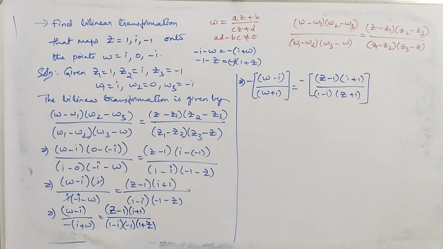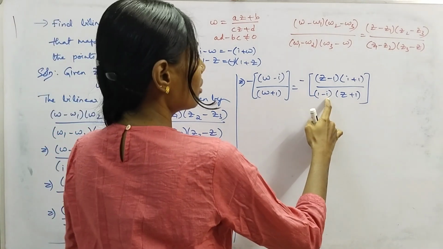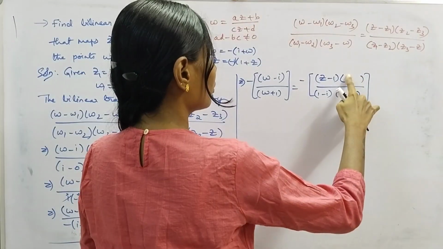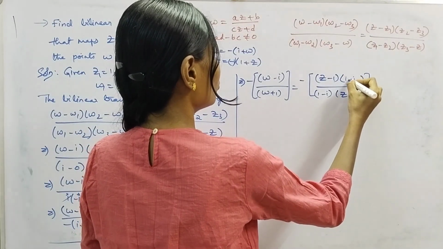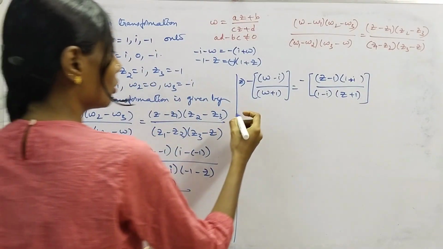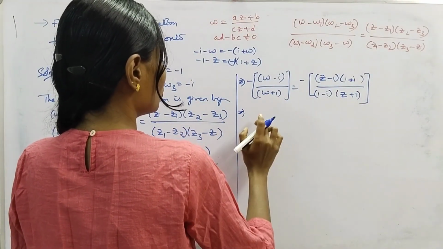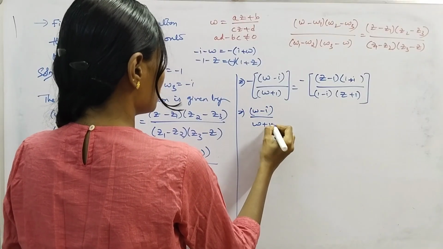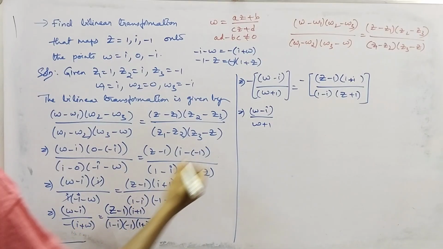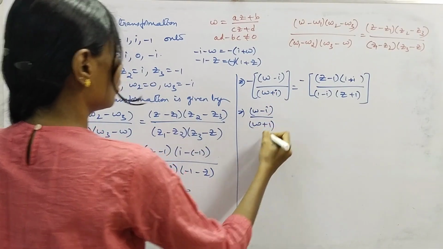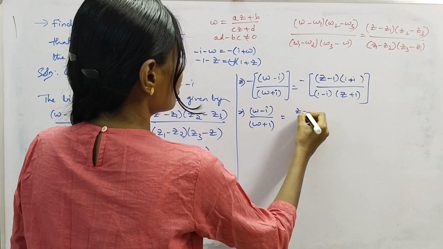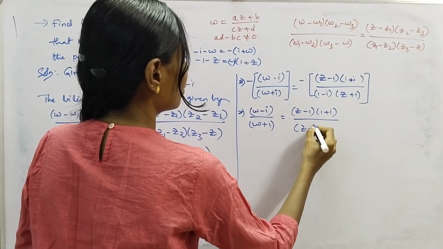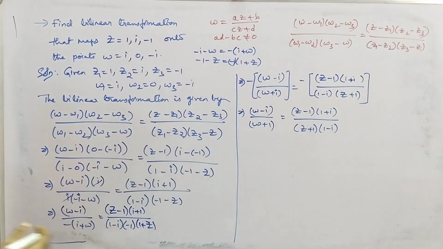Or see, in the denominator you're having 1 minus i, right? Likewise, you'll write this i plus 1 as 1 plus i. Just we are trying to write in one format, okay? Just multiply both sides with minus, you'll get omega minus i by omega plus 1. It's i, right? It's i, I'm sorry. It's i, not 1, equal to z minus 1 into 1 plus i by z plus 1 into 1 minus i.